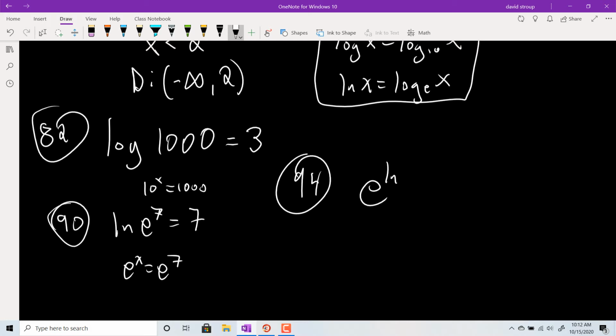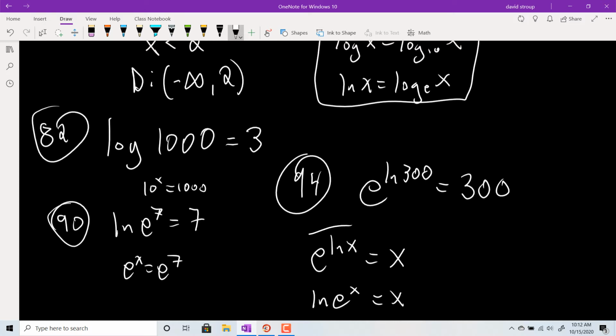One more. e to the ln of 300. Here the e and the ln are inverses of each other, so those will cancel. And you'll just end up with 300. Okay, so that's some of our laws. Basically, e to the ln of x is equal to x, and the ln of e to the x is also equal to x.